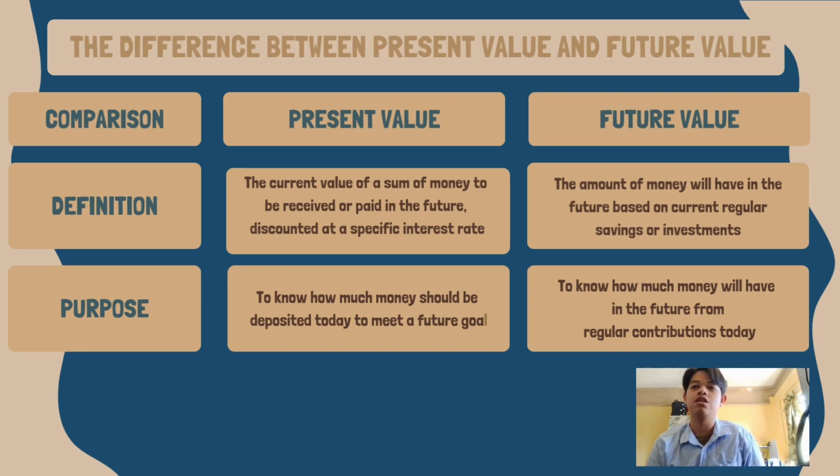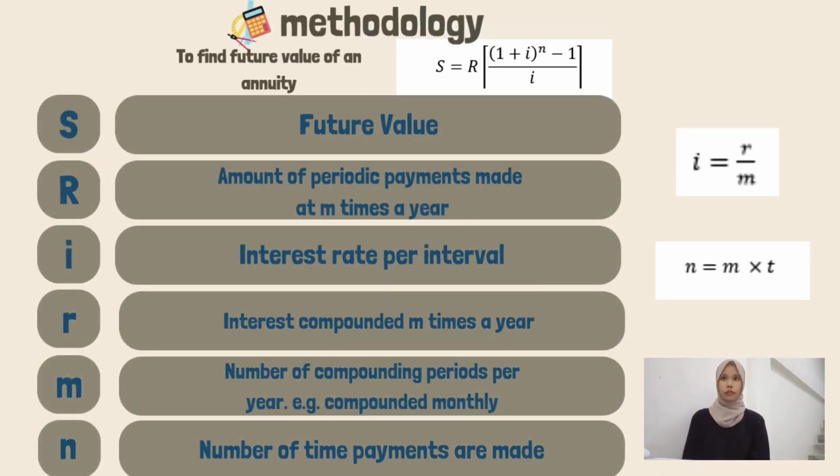We calculate the current value and the interest rate to get the future goal. So this is the methodology to find the future value of an annuity. The formula is S equals R open square bracket open bracket 1 plus i close bracket power of n minus 1 per i close square bracket.